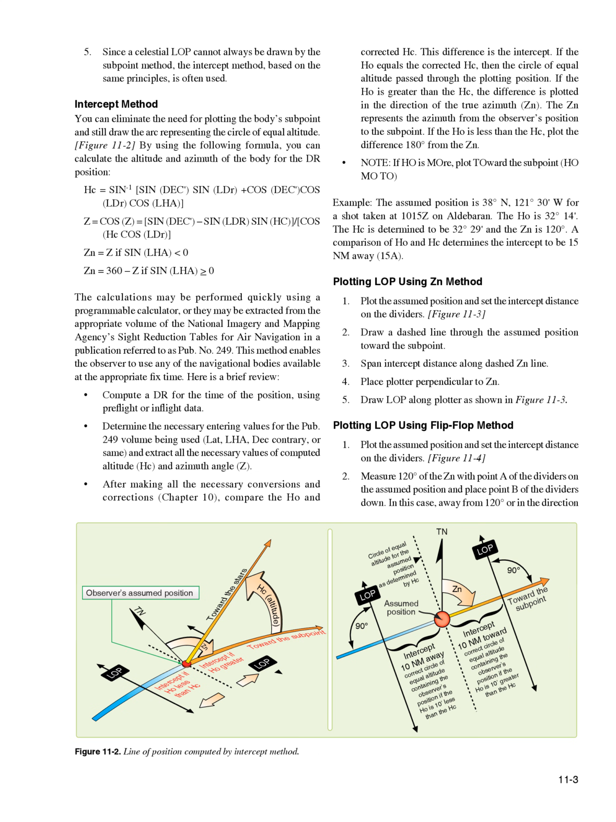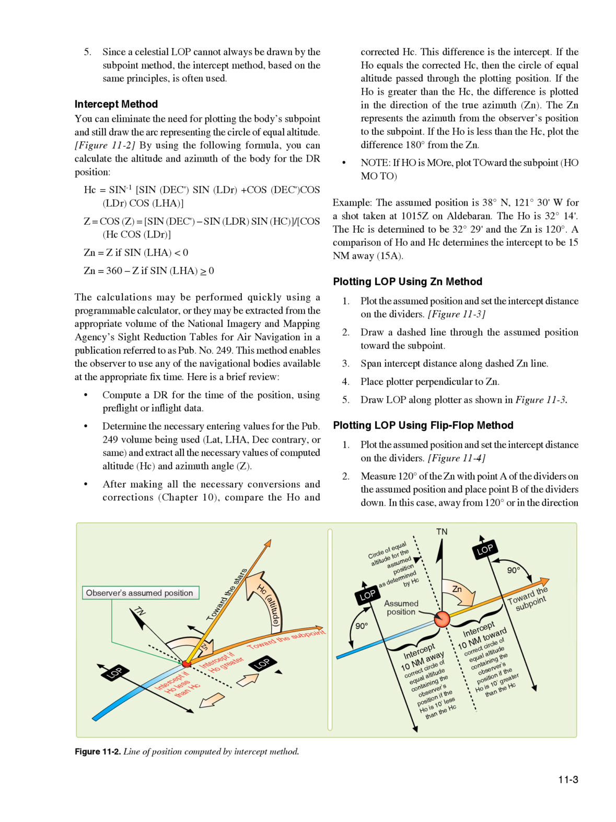Example: the assumed position is 38 degrees north, 121 degrees 30 minutes west, for a shot taken at 10:15 Zulu on Aldebaran. The HO is 32 degrees 14 minutes. The HC is determined to be 32 degrees 29 minutes and the Zn is 120 degrees. A comparison of HO and HC determines the intercept to be 15 nautical miles away, 15A.